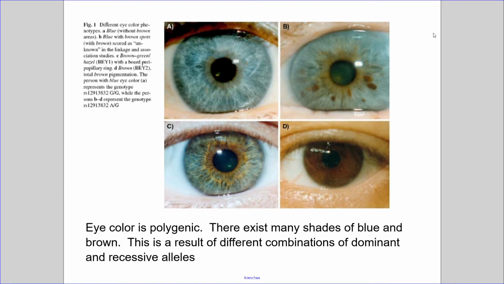Eye color is also polygenic. We've been talking about eye color as if it follows Mendelian rules, but it doesn't really. It's a little more complicated than that. There exist many shades of blue and brown, and this is the result of different combinations of dominant and recessive alleles.